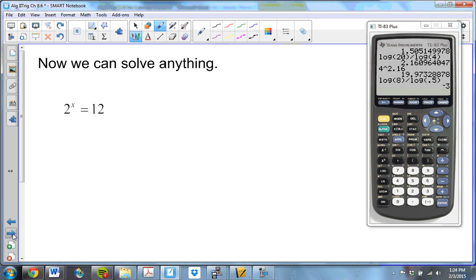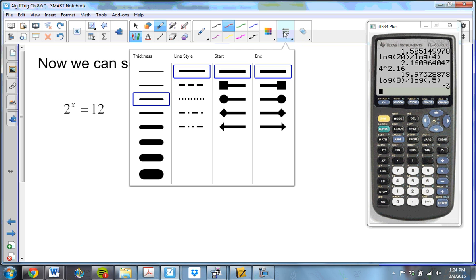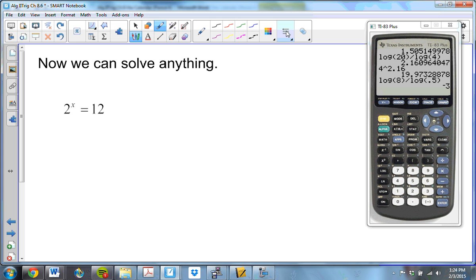For example, now we can solve these equations. We weren't able to solve this. This is how we started like 4 lessons ago. I asked the question 2 to the x equals 12, and we tried to guess it was around 3.5, 3.6, but we weren't sure.